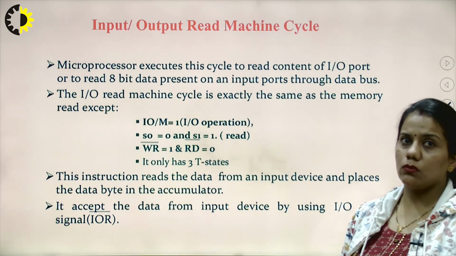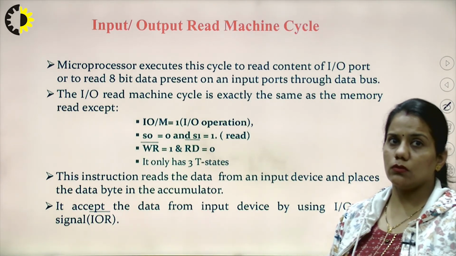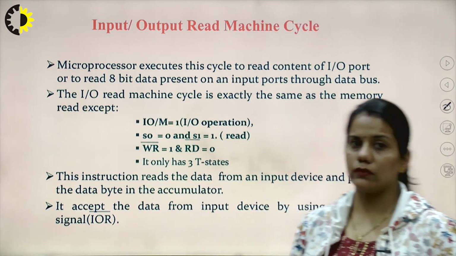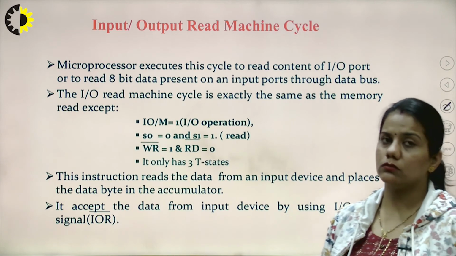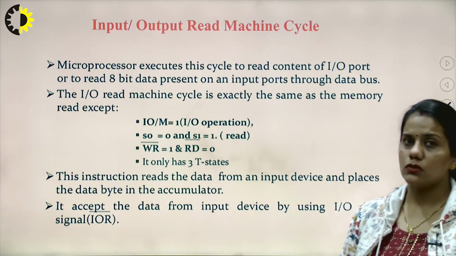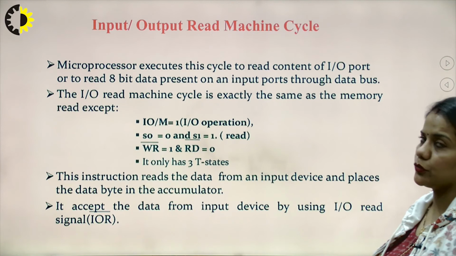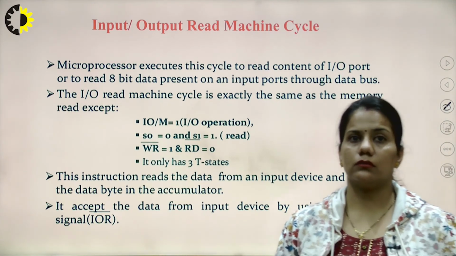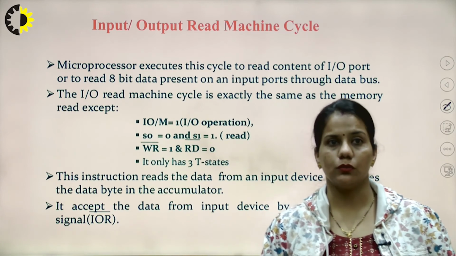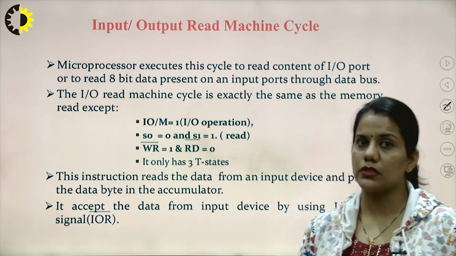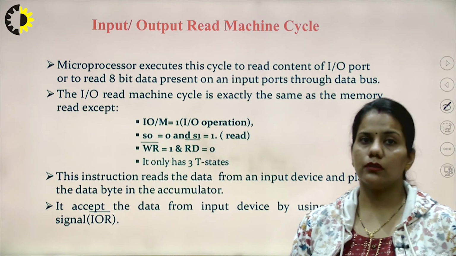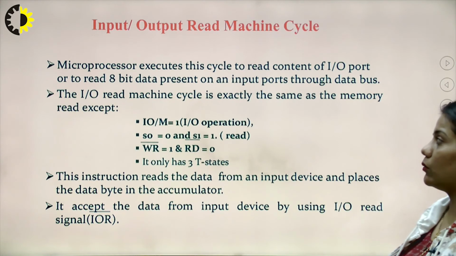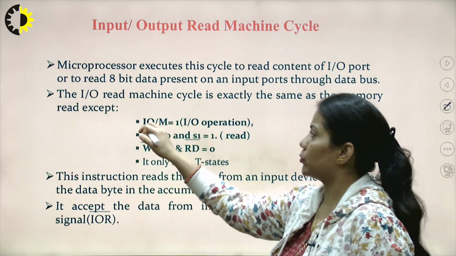Now, since we have completed the memory operations, we will talk about the input output operations. The first cycle in this category is the input output read machine cycle. The microprocessor executes this cycle to read the content of input output ports, or to read 8-bit data present on an input port through the data bus. So it's exactly the same as the memory read cycle. The only difference is this input output operation.